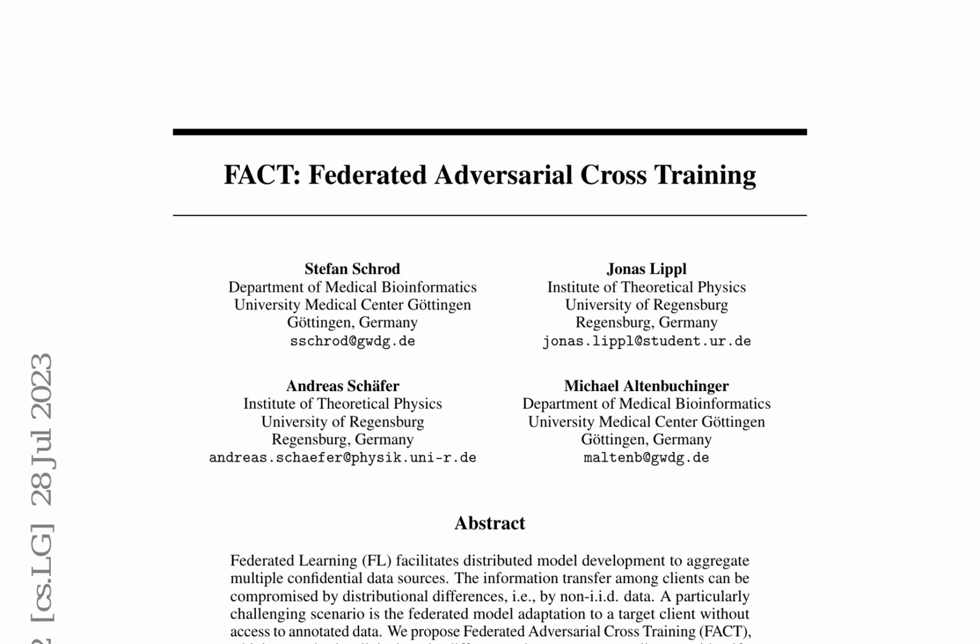In each round of federated learning, FACT cross-initializes a pair of source clients to generate domain-specialized representations, which are then used as a direct adversary to learn a domain invariant data representation.